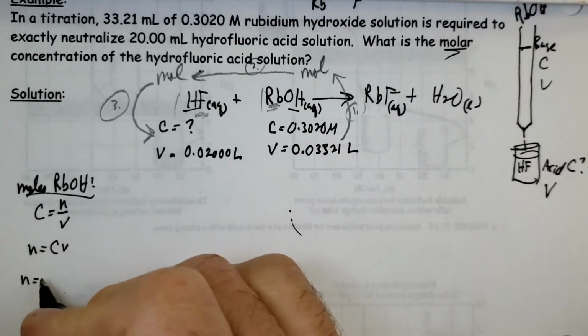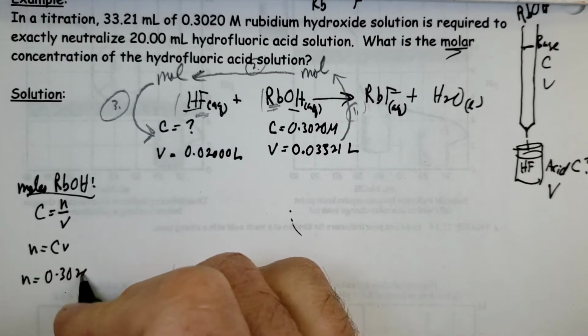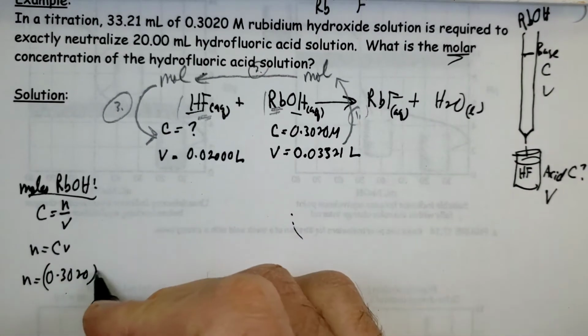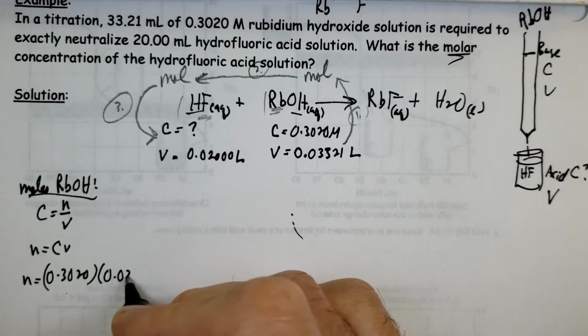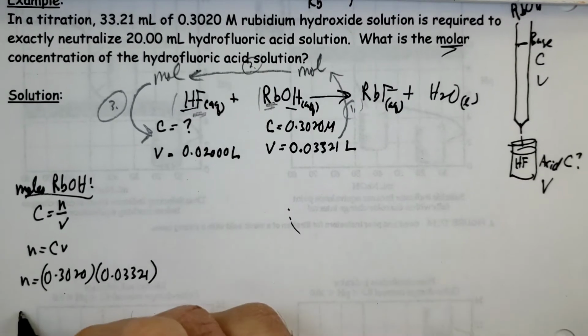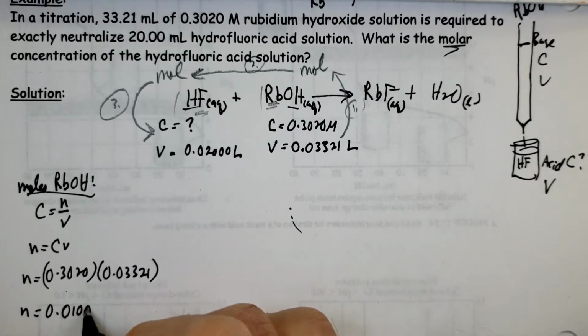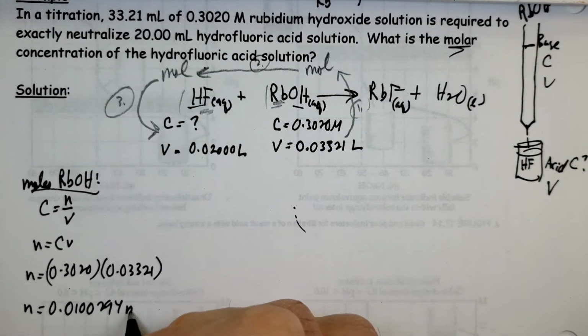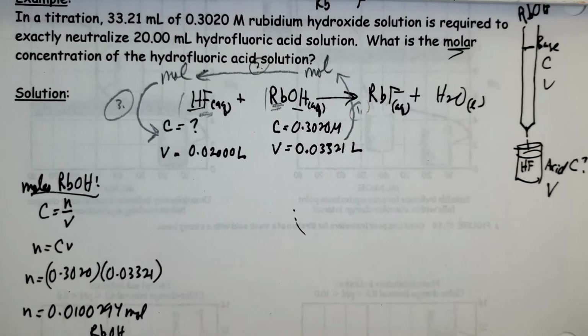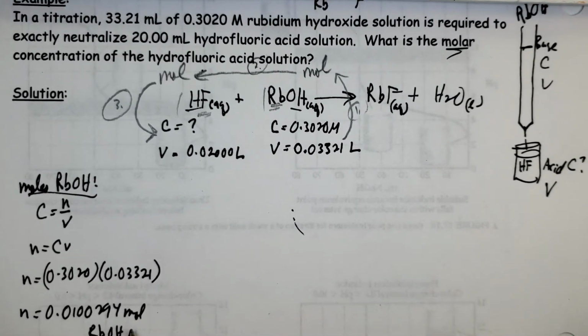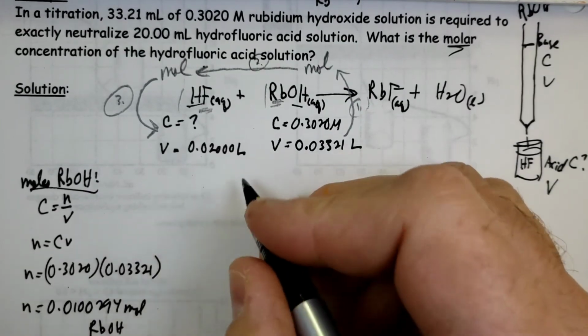So molar concentration, 0.3020, multiplied by my volume in liters, and that's going to give me this. I'm not going to round off yet, just leave the number as that. So 0.0100294 moles of rubidium hydroxide.